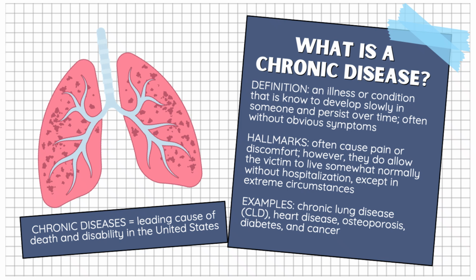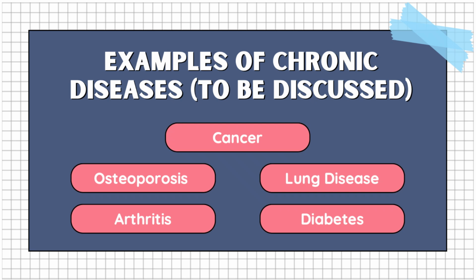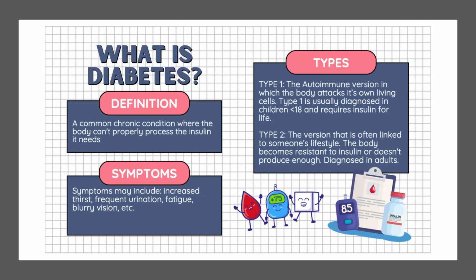Some more examples include, but are not limited to, chronic lung disease, osteoporosis, diabetes, arthritis, and cancer. Out of these five, we're going to circle back first to diabetes. Now, what is diabetes? Diabetes is a very common chronic condition where the body cannot properly process the insulin it needs to sustain daily living.